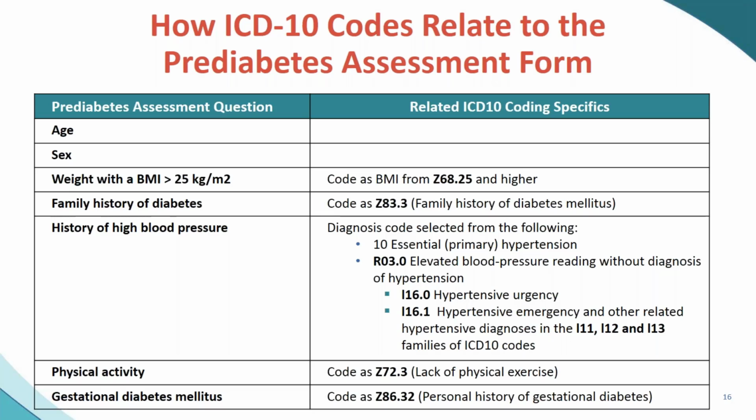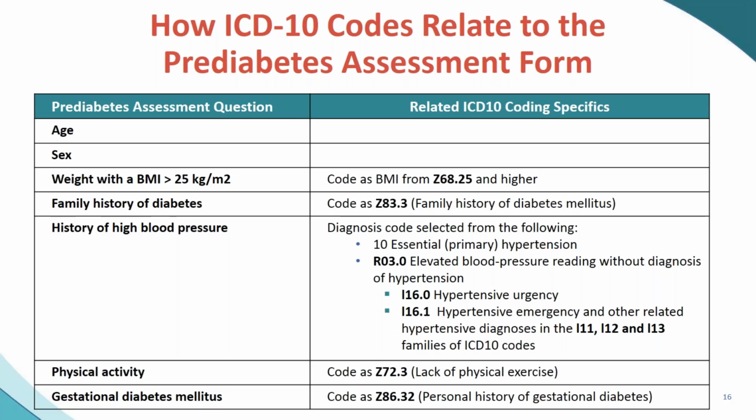Maybe there is a specific code related to what you're doing, but there also may just be the fact that you recognize that the person has an elevated blood pressure reading but does not have a diagnosis of hypertension, so you'd put in an R03 code. So these are all various things that you can look at to make sure that you're coding correctly. Also code in their physical activity and their history of gestational diabetes.